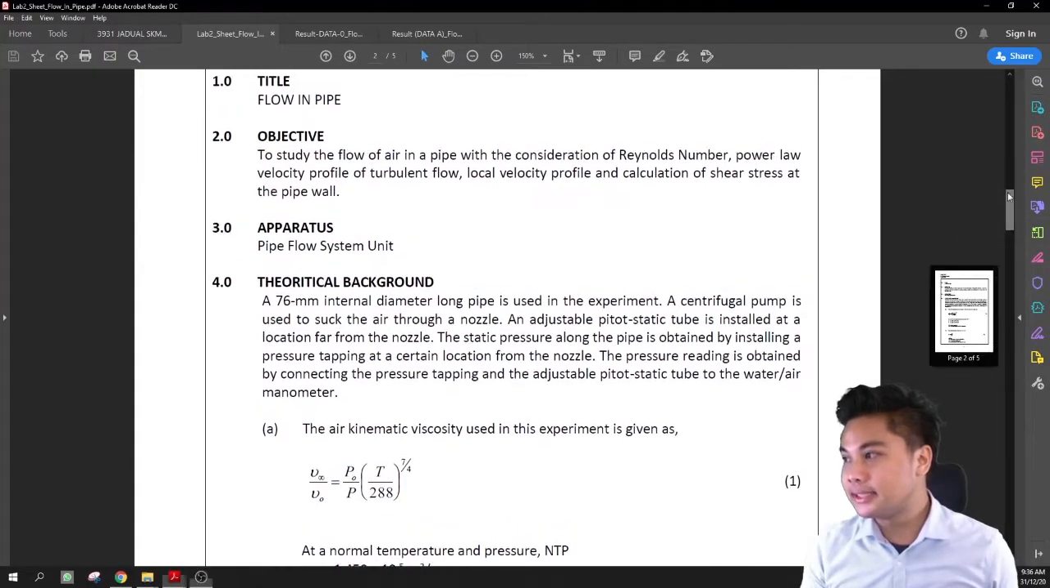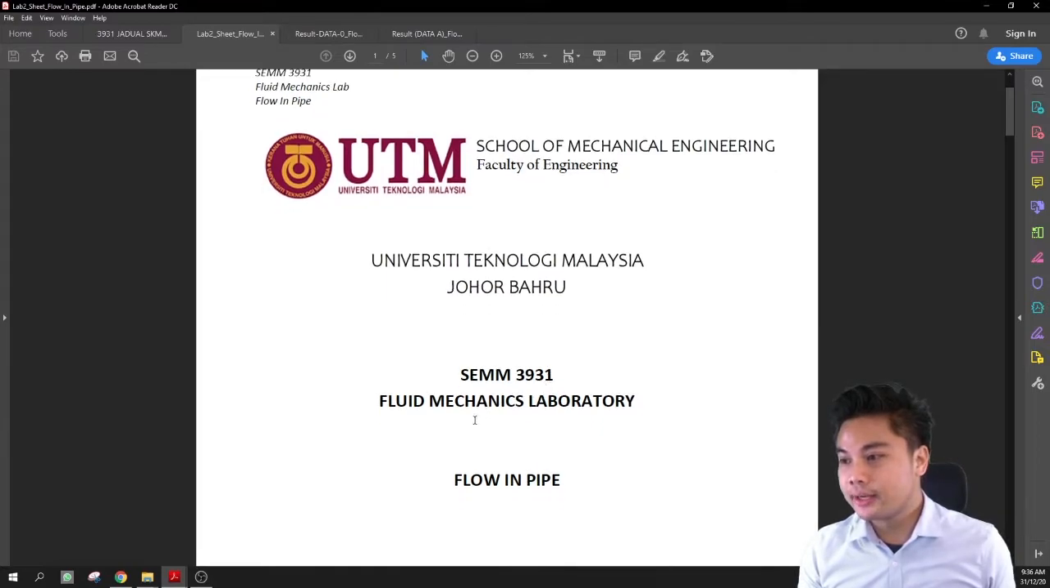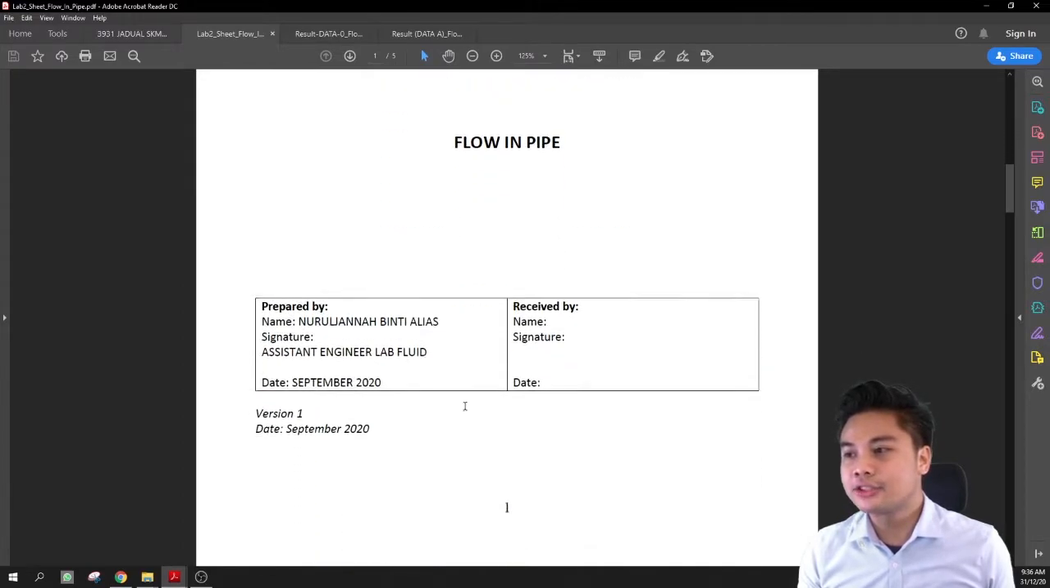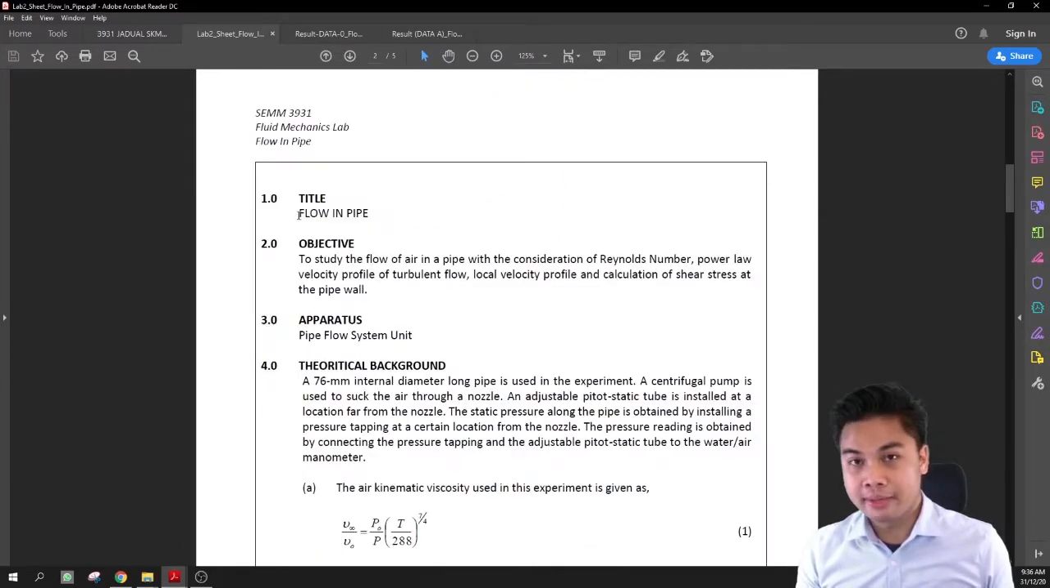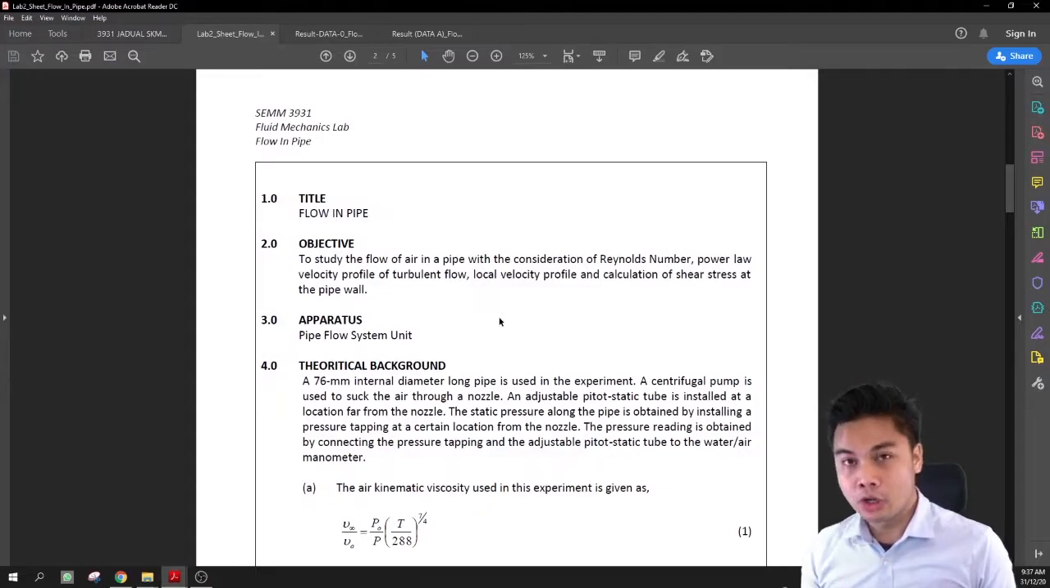So today, as you can see, we have the lab sheet on the screen for the flow in pipe. The title of today's experiment is flow in pipe, and the objective is to study the flow of air in the pipe with considerations of Reynolds number, power law velocity profile of turbulent flow, local velocity profile, and calculations of shear stress at the pipe wall.